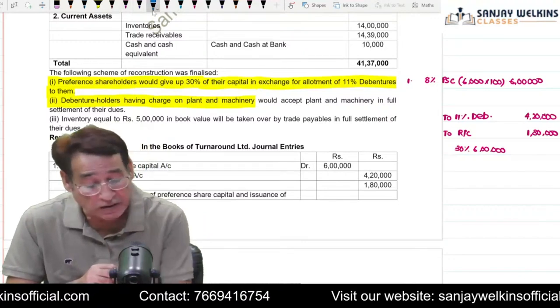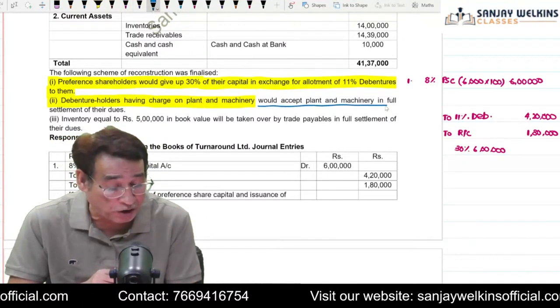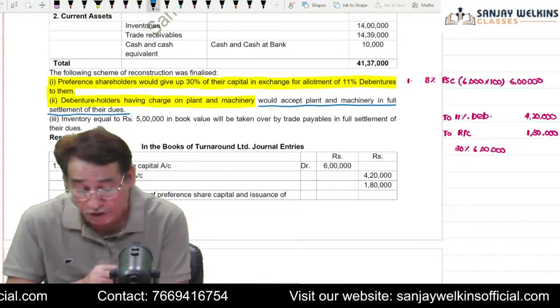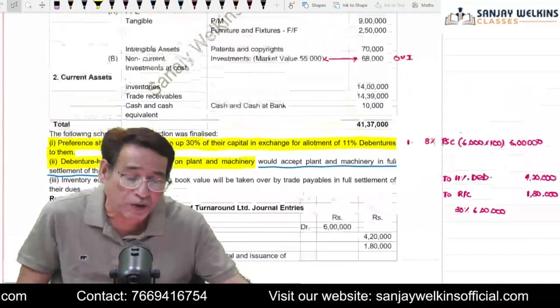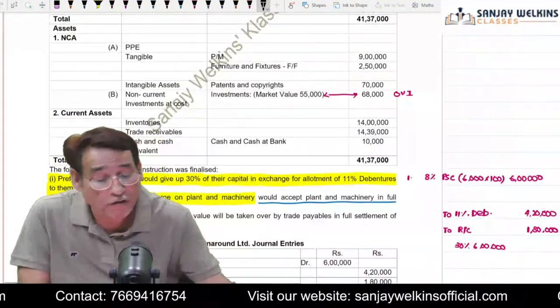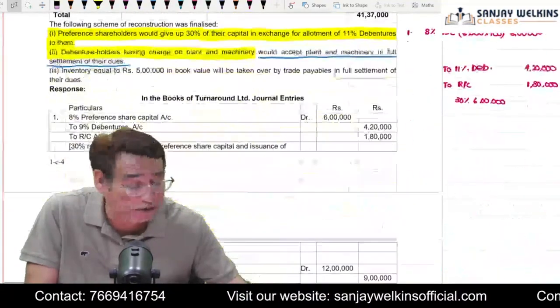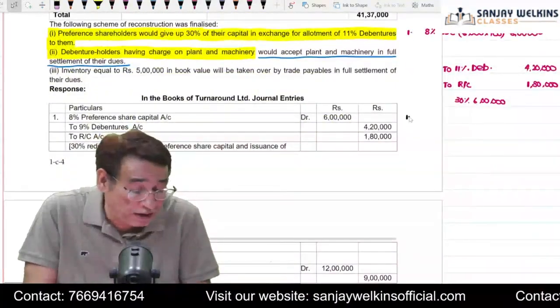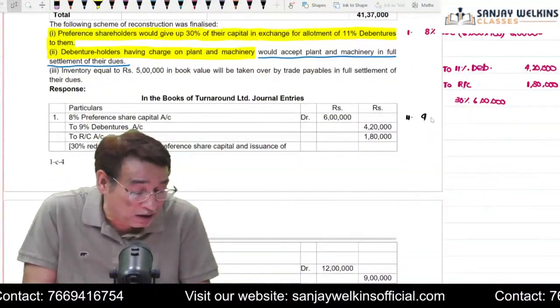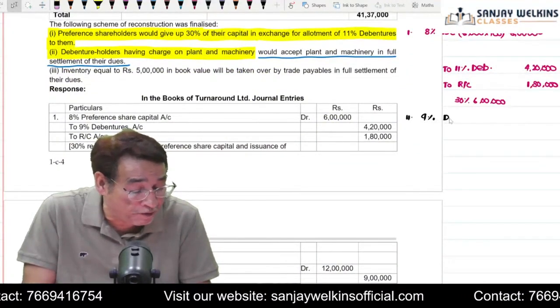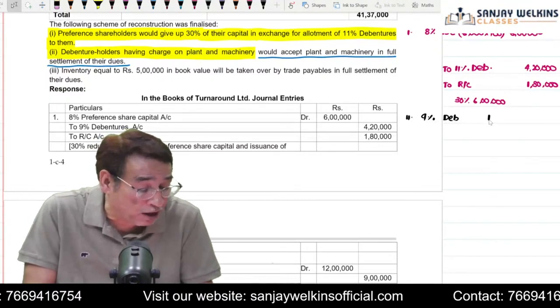Now, the question says they would accept plant and machinery in full settlement of their dues. What will be the entry in this particular case? First of all, note down 9% debenture. Your 9% debenture account, as we have just seen, is equal to 12 lakh. 9% debentures worth rupees 12 lakh.